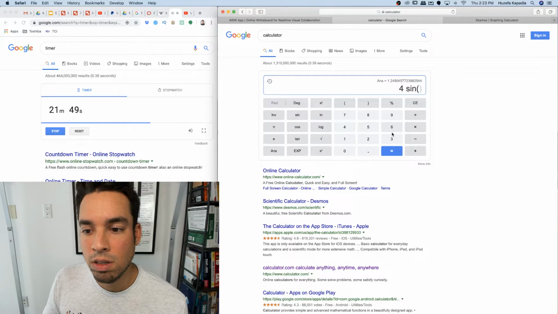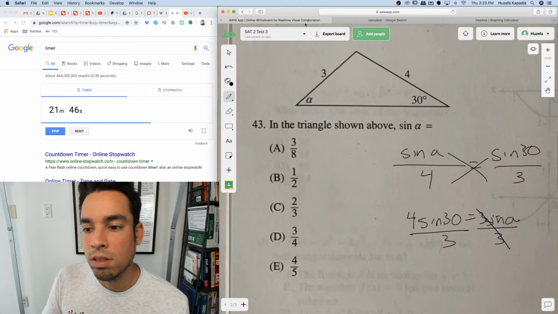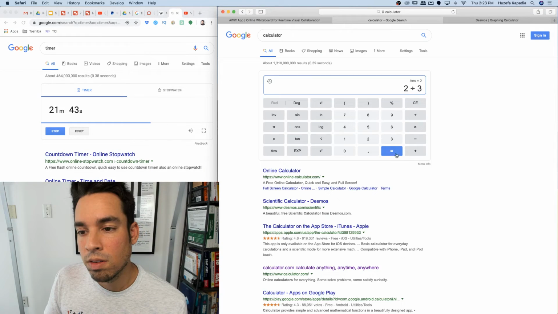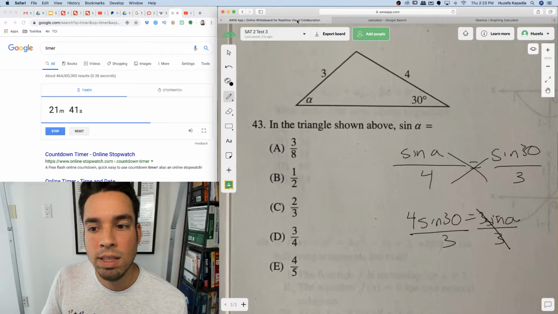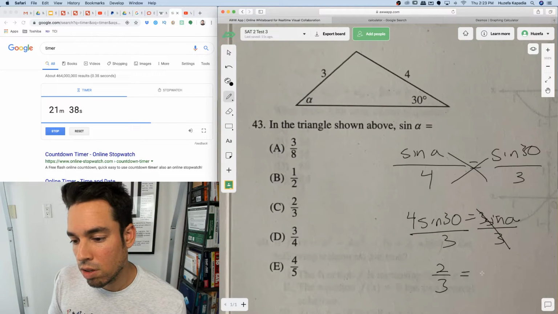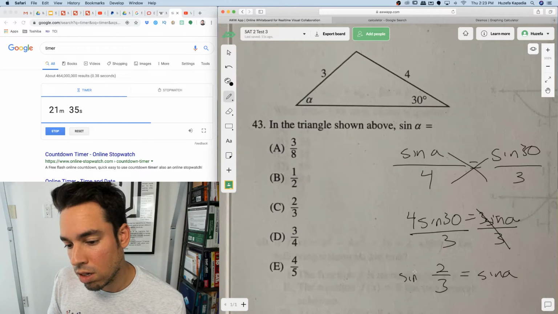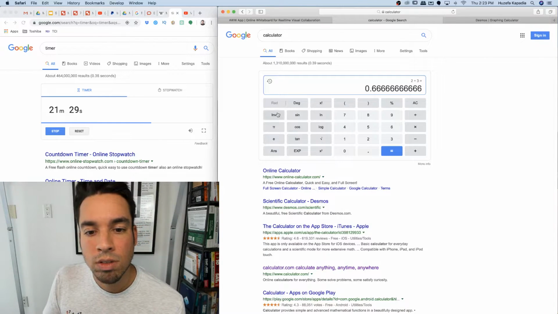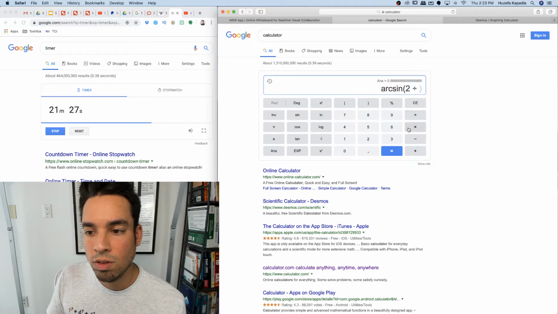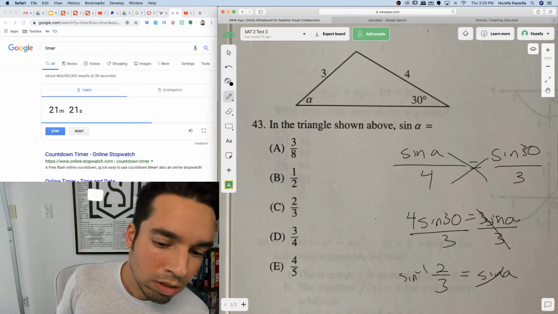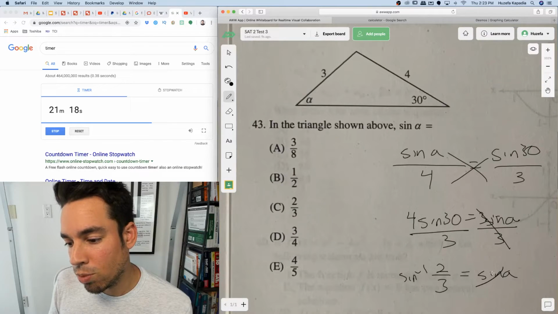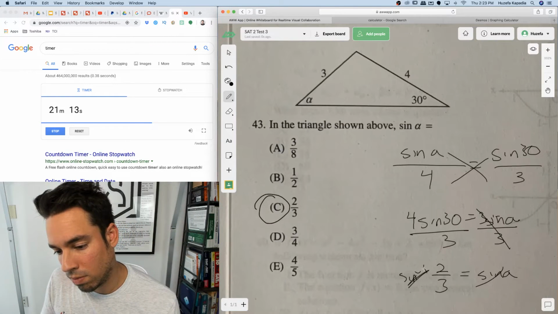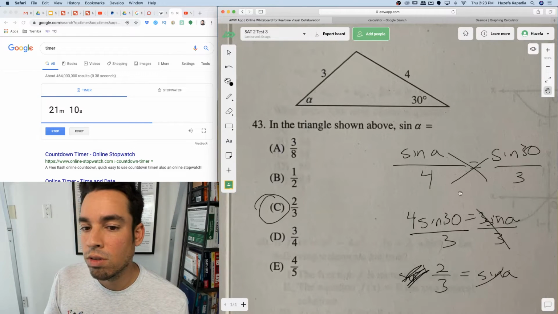4 sine of 30 equals this divided by 3. So it's like 2/3 is what it was, equals sine of A. Then we take arc sine of both sides, so arc sine of 2/3, 41.81. Oh, no, we just wanted sine of A. I already got it. It's 2/3. Forget that. We just wanted sine of A, and it was 2/3.